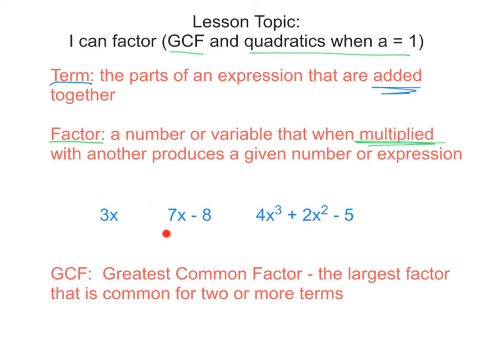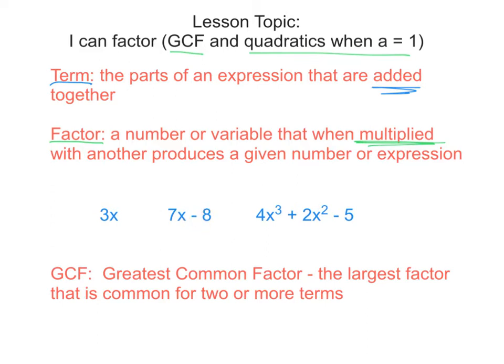In this expression right here, we have two terms. When we have two terms, two things that are being added, or in this case subtracted, same idea, it's called a binomial. Bi meaning two terms. Now, in this one term of that binomial expression, in this 7x term right here, we have two factors. 7 is a factor and x is a factor.